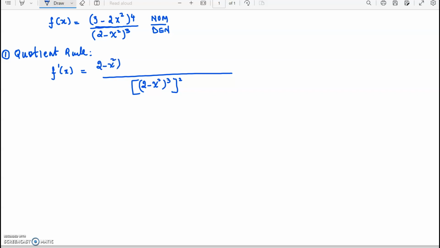Denominator times d by dx of numerator, minus numerator times d by dx of denominator.